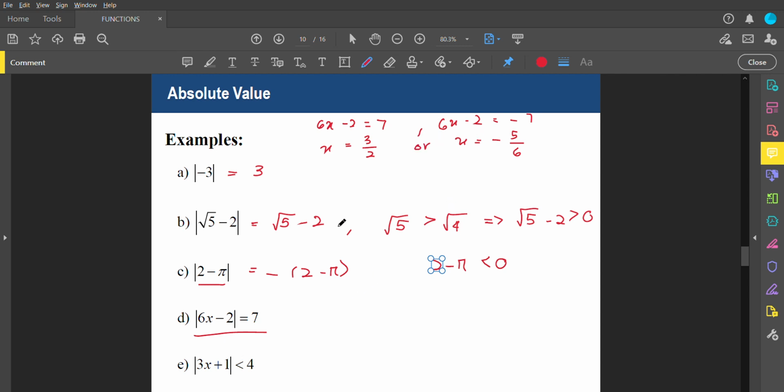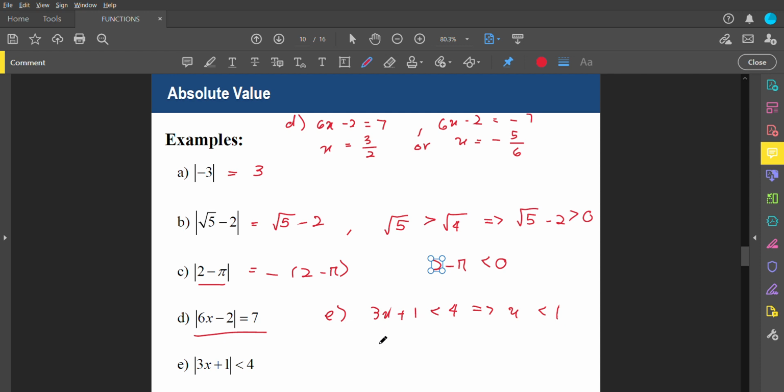The last one here, this one is D, this one is E. We have the absolute value of 3x plus 1, in the form of an inequality, is less than 4. So that's the first case: 3x plus 1 less than 4. With manipulation, you'll get x is less than 1. Of course, you have 4 minus 1 is 3, and 3 over 3 is 1. So we have x less than 1.